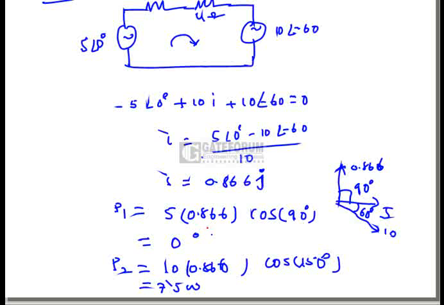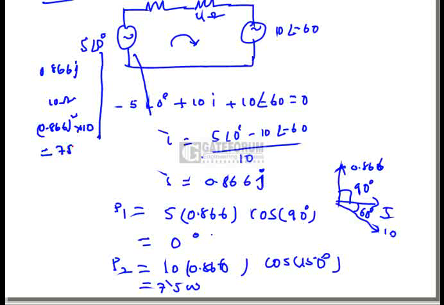So this is the total power generation in the network. The total power generation is nothing but the total power consumption. If you have a doubt, you can solve it like this. The total current is 0.866 j. The total resistance is 10 ohms. Now 0.866 whole squared, which is the current squared, multiplied by 10 ohms is the total power loss. If we solve this, we get 7.5 watts.